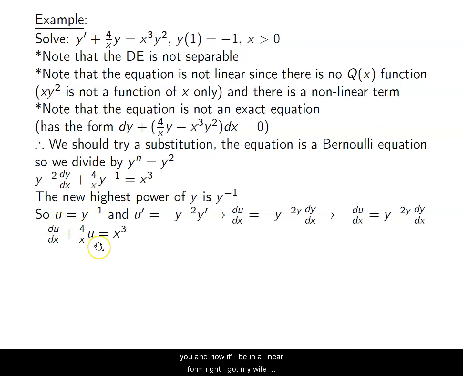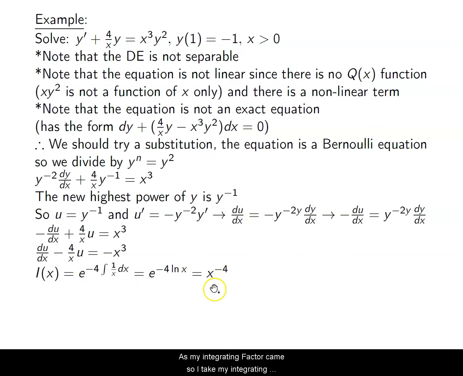And now it'll be in a linear form. I got my y prime, I got my u. I am multiplying everything times a function of x. At the end, I have a function of x. Now, ideally I'll change the signs, because remember your p of x function is when this is monic, meaning the coefficient is just a positive 1. So this is my p of x now, and this is my q of x. So my integrating factor is going to be e to the power of the integral of negative 4 over x, which is super nice and easy to solve for. So I just have x to the negative 4 as my integrating factor.